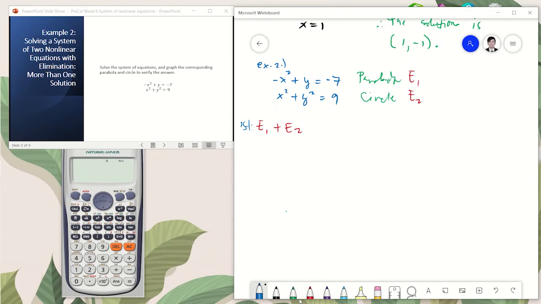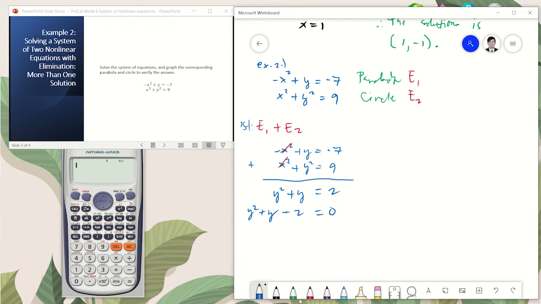So just to show you, negative x squared plus y is equal to negative 7. You will add it with x squared. And then you put y squared perhaps here, but take note that they are not the same. So you cannot combine y and y squared. So you don't have the same exponent. But this one, they are like terms, so this will become 0. So x will be eliminated already, and what will be left is just y squared plus y is equal to 2. So same as example 1, we need to make the right side 0. So we're gonna add negative 2 on both sides.